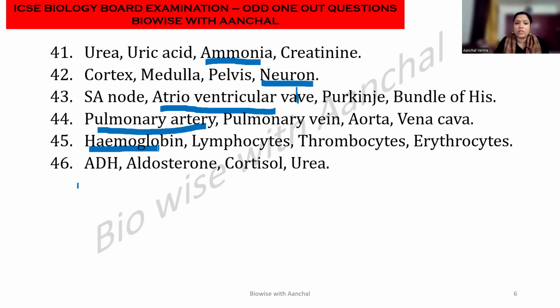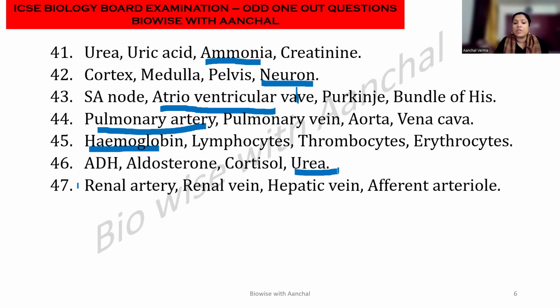ADH, aldosterone, cortisol, and urea. Now here, what are these? Antidiuretic hormone, aldosterone, cortisol, urea. Urea is a nitrogenous waste. The rest are all hormones. Renal artery, renal vein, hepatic vein, and afferent arterioles.